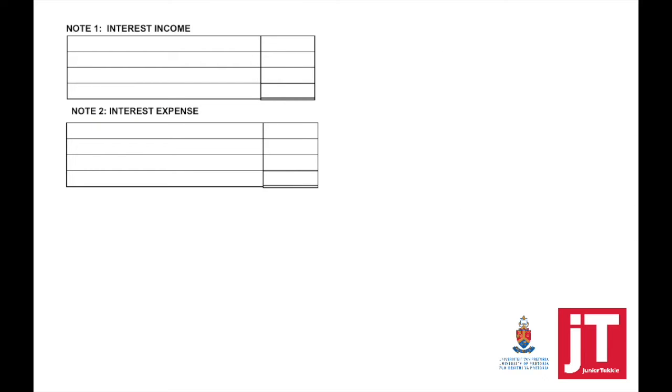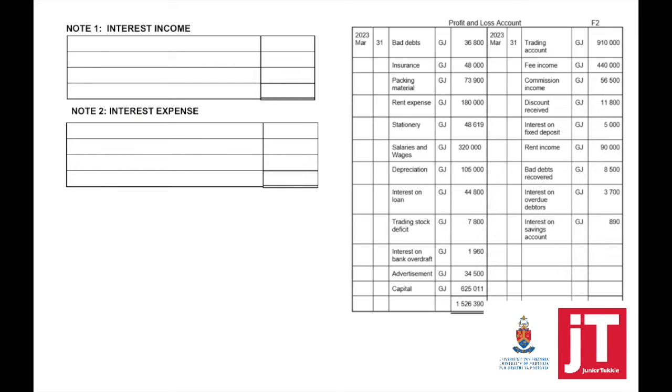Completing note number 1 and note number 2. If we look at the profit and loss account and we need to identify our interest income, your interest income consists of your interest on fixed deposit, interest on overdue debtors, interest on savings account. So these are the ones that were given in the profit and loss account. Then we need to total it. The total appears on the statement of comprehensive income.